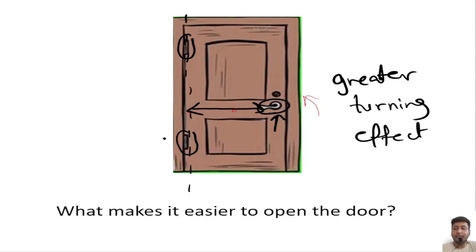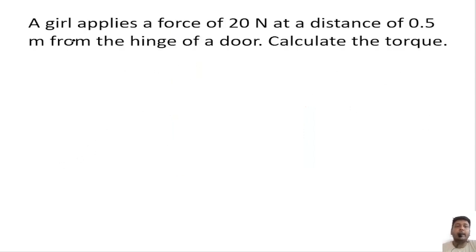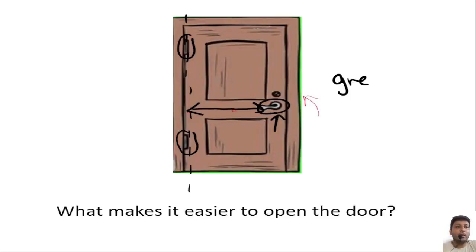Let us understand this with the help of an example. This says that a girl applies a force of 20 Newton at a distance of 0.5 meter from the hinge of a door. So the distance from the hinge of the door to this point is 0.5 meter, and the force applied by the girl is 20 Newton. So F is equal to 20 Newton.